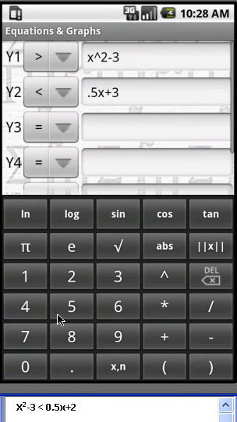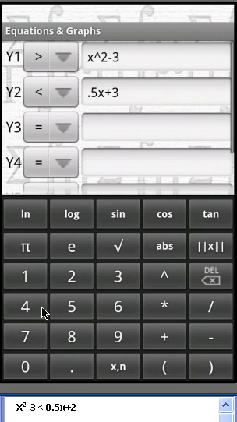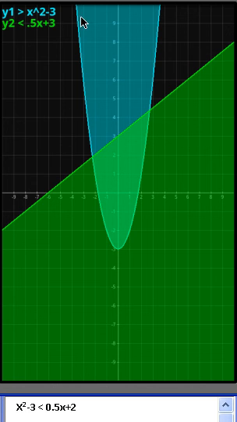So I just touch graph, and you'll notice that not only does it draw the actual functions, but it shades for me. This blue area here is where things are larger than the x squared minus 3, and this green area down here is where things are smaller than 0.5x plus 2. You'll also notice a highlighted area right here, and this highlighted area is where the x squared minus 3 is less than 0.5x plus 2.